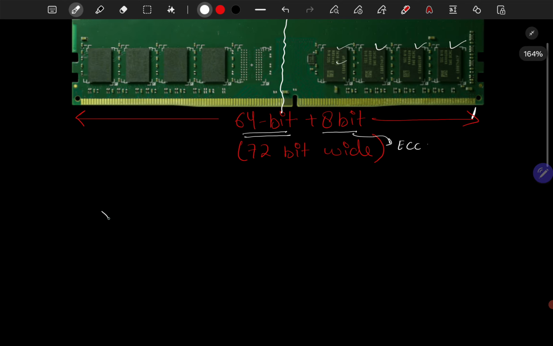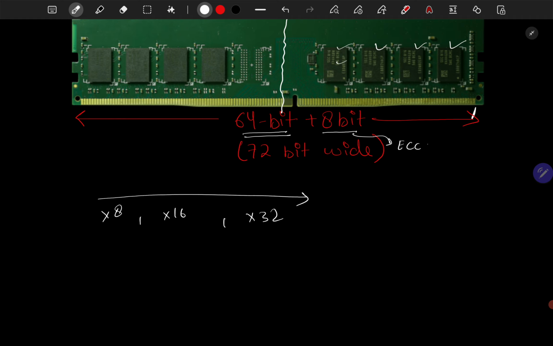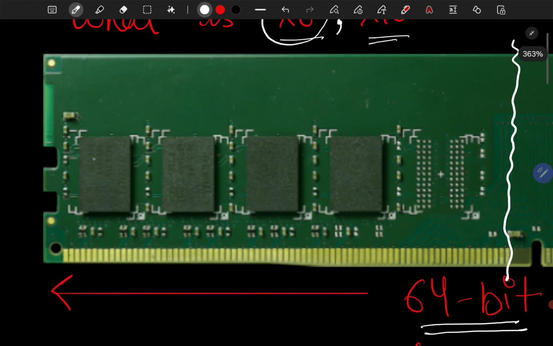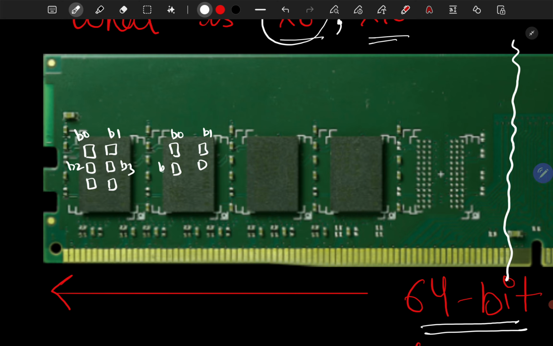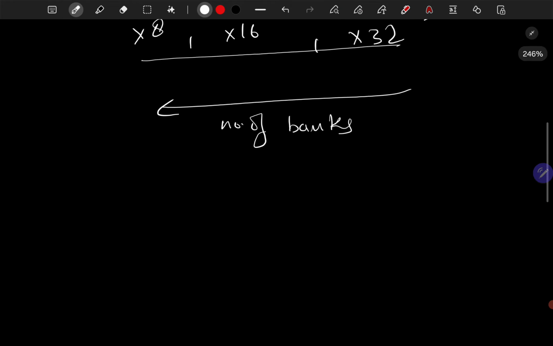As the width size increases, the number of banks inside each chip decreases. Now what are banks? Inside each DRAM chip I have small banks. This is bank 0, this is bank 1, this is bank 2, this is bank 3 and so on. These are repeated in each of the chips, so banks are present in all of my chips.